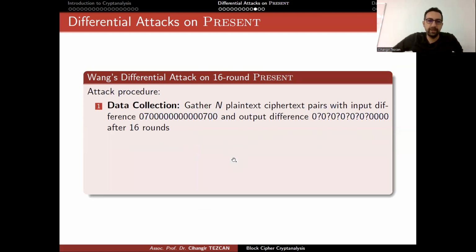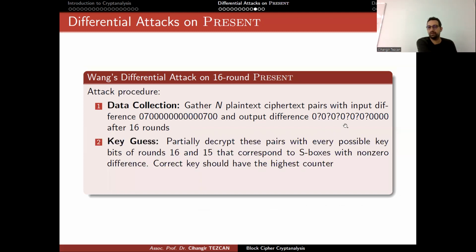So to summarize, Wang's differential attack on 16-round PRESENT, the attack procedure works as follows. Data collection is on 16 rounds, so you gather M plaintext-ciphertext pairs with the input difference this and the output difference this after 16 rounds. Key guess: partially decrypt these pairs with every possible key bits of rounds 16 and 15 that correspond to S-boxes with non-zero differences, but actually the correct term will be active S-boxes. The correct key should have the highest counter.